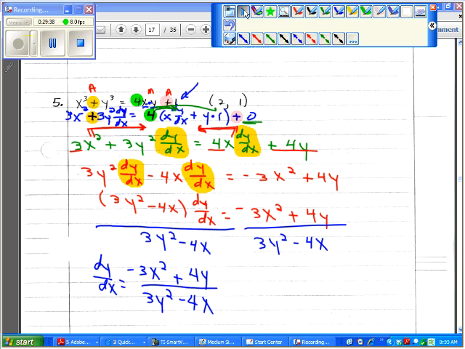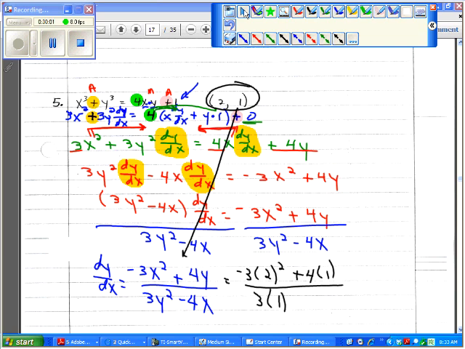Now, it said evaluate it at the point 2, 1. So we're going to plug that in. Everywhere there's an x, we put a 2. Everywhere there's a y, we put a 1. We're going to have negative 3 times my x of 2 squared plus 4 times my y of 1 over 3 times my y of 1 squared minus 4 times my x of 2.